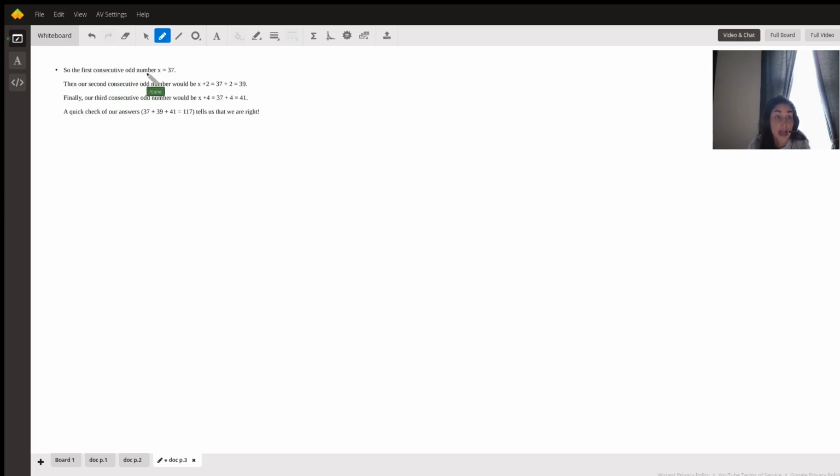So if x is equal to 37, now you just go back to our original definitions, and we know our second consecutive odd number would be x plus 2, or 39, and then the same with the last number, x plus 4, or 41. And to do a quick check, if we add up all those numbers, we get 117, which tells us we're right.